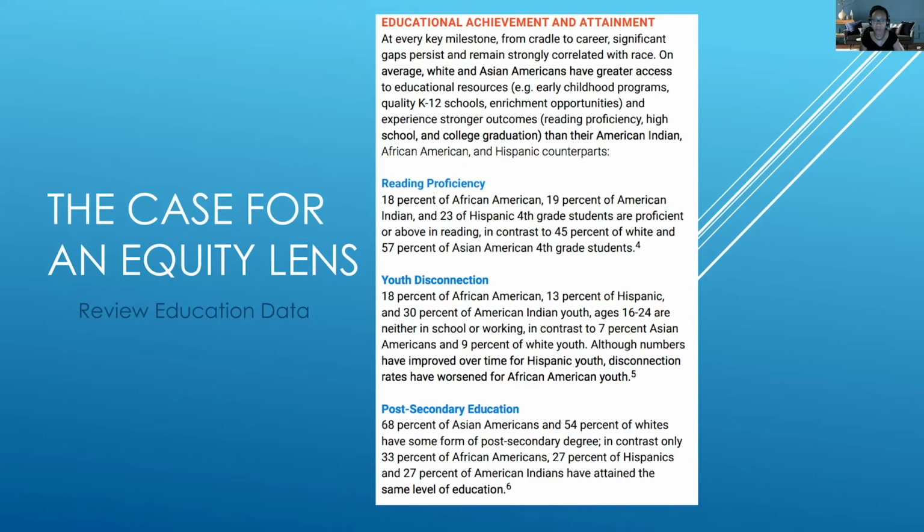18% of African American, 19% of American Indian, and 23% of Hispanic fourth grade students are proficient or above in reading. In contrast, you have 45% of white and 57% of Asian American fourth grade students that are proficient in reading. Here we have an educational disparity that United Way wants to direct resources to address.